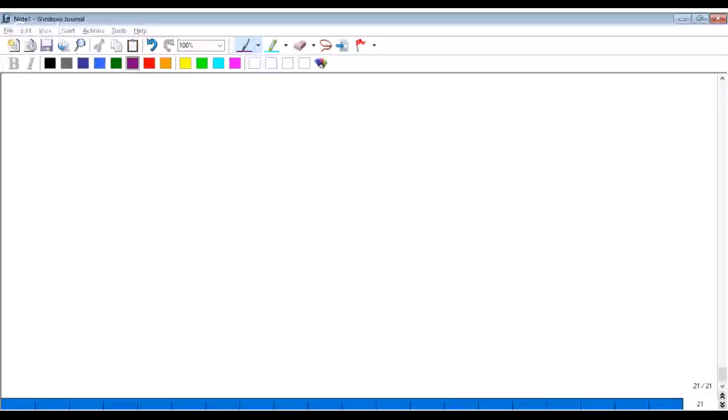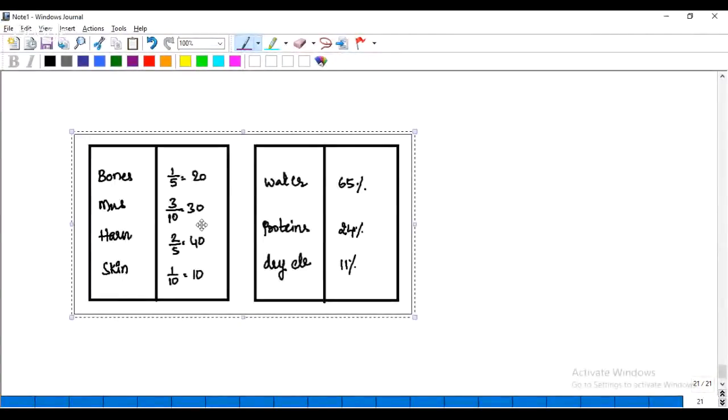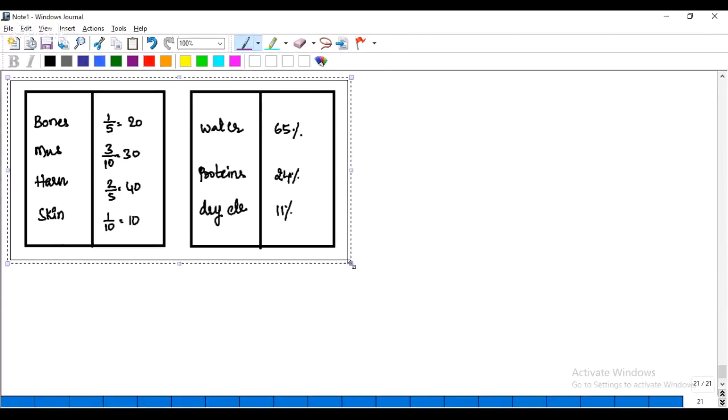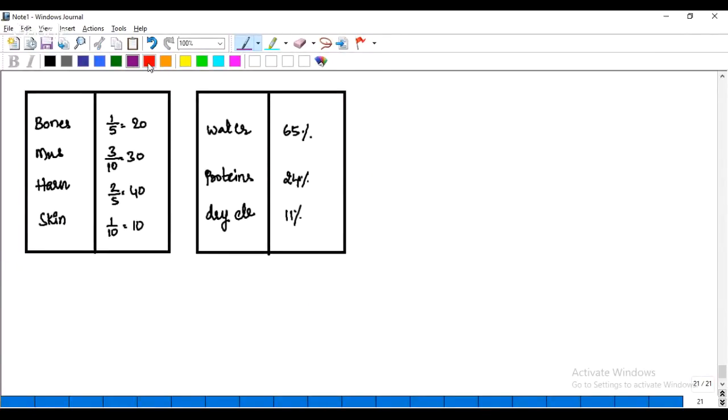Look at the data interpretation questions which are given. Look at the data. It is the body weight by different parts is given. So this is the body weight by different parts. It is given there. Now look at 73rd question.